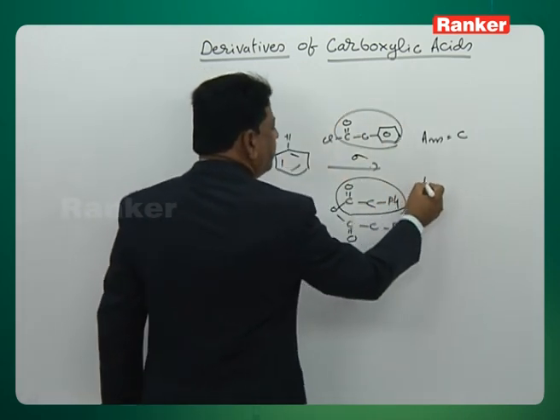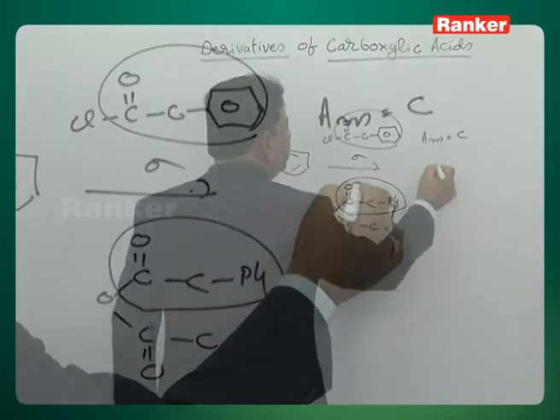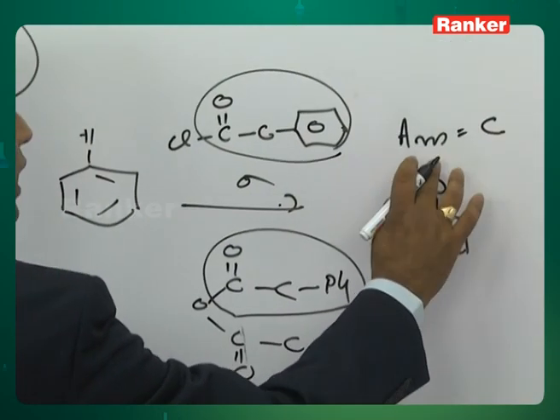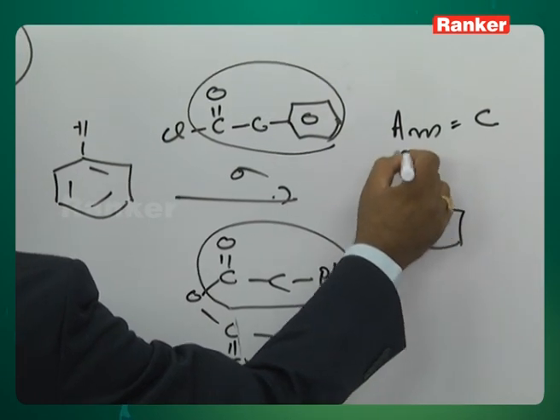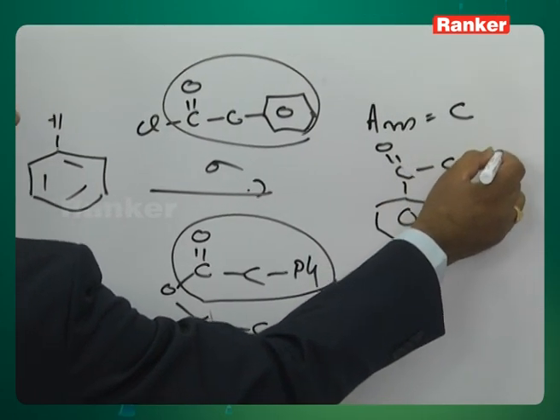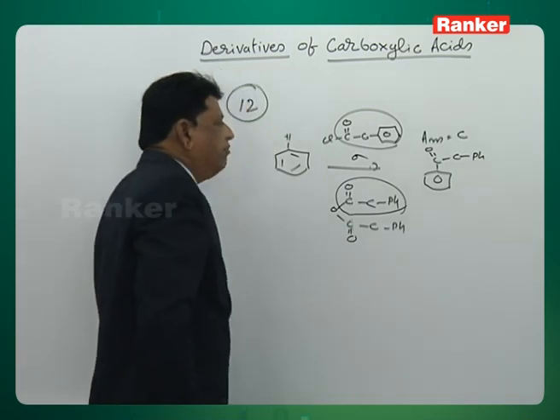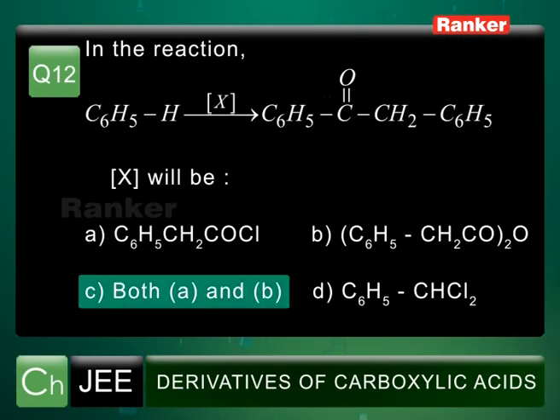So, finally, what happens is a Friedel-Crafts acylation on the benzene, through a keto group inserted with a carbon and the phenyl. So, this is the Friedel-Crafts acylation reaction. So, options A and B both are correct, therefore, the answer C is the right answer.